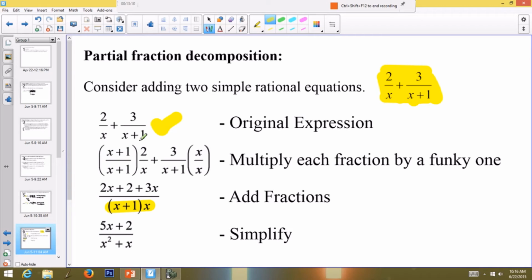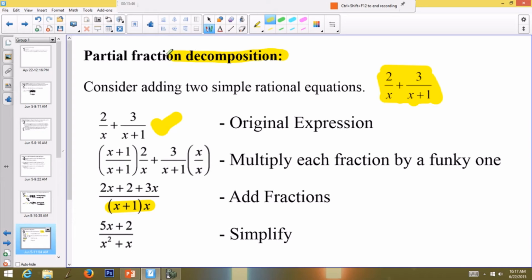Then I'm going to distribute here. So 2 times x is 2x, 2 times 1 is 2, and then x times 3 is 3x. So I'm adding my fractions here. So I want to collect my like terms, and I have 5x plus 2, and then x squared plus x. So I'm just simplifying here. x times x is x squared, and x times 1 is x. 2x plus 3x gives me 5x, and the 2 has nothing to combine with. Now, that's adding fractions.